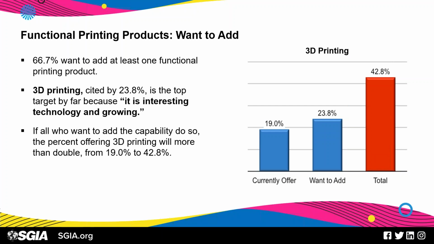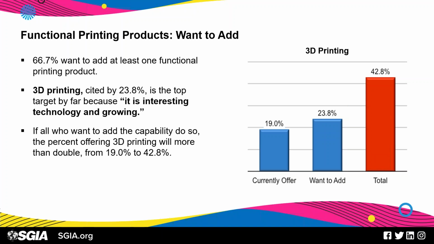And here is one of the biggest stories of the survey, certainly of the functional printers part of the survey. 2/3 want to add at least one functional printing product with 3D printing, cited by 23.8%, by far the most popular target. And in fact, if all the functional printers who told us they want to add 3D printing actually do, the percent offering that capability will more than double, from 19% to 42.8%.